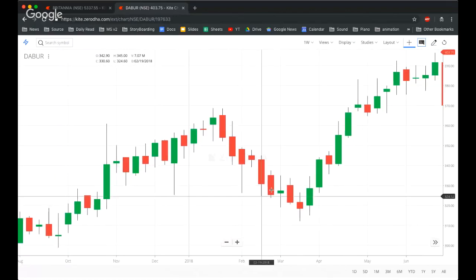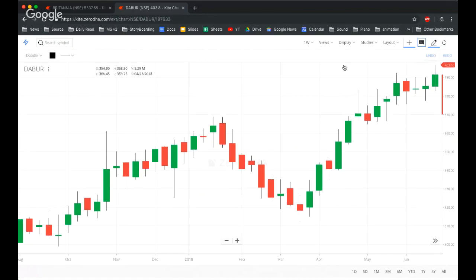Let's see. So again, we have a swing low right here, and we have this engulfing. I would consider it engulfing because this green bar has engulfed the previous bar. Does everyone agree that the first two steps are done?